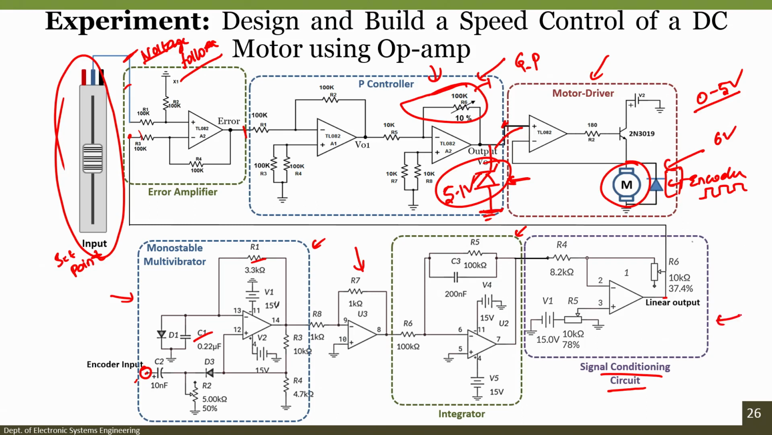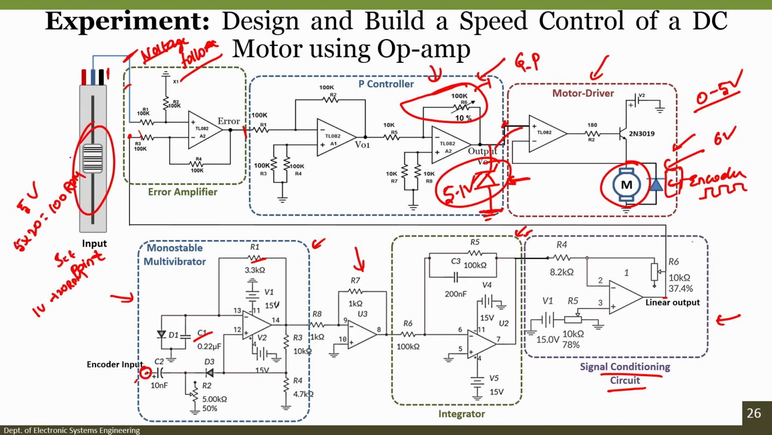Then the signal conditioning circuit matches the output of the integrator circuit to the user input mapping factor. The mapping factor is approximately 1 volt per 20 RPM. So, if the user sets the input to 5 volts, he is making the motor rotate at 5 times 20, approximately 100 RPM. So depending upon the voltage set using the potentiometer, it will always control the RPM of the motor as per the user requirement.